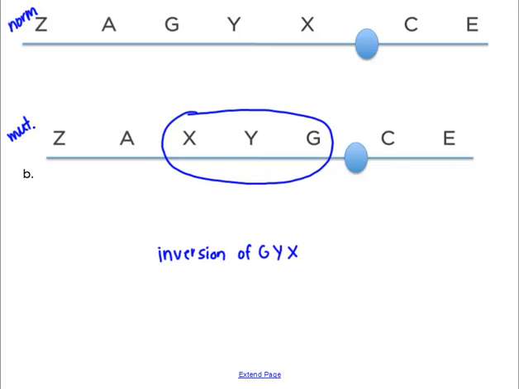And to get more specific, it's actually a paracentric inversion because it does not contain the centromere in the inverted portion. So paracentric, no centromere involved.